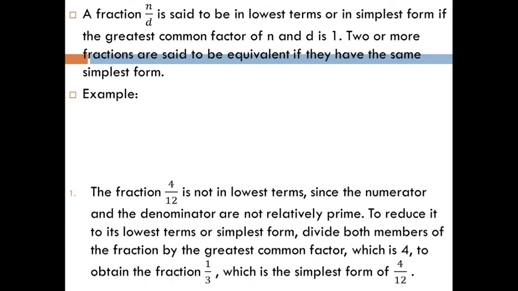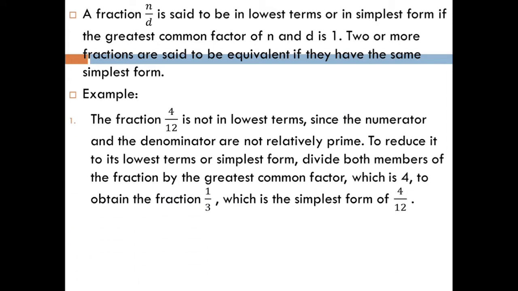Example number 1, the fraction 4 over 12 is not in lowest terms, since the numerator and the denominator are not relatively prime. To reduce it to its lowest terms or simplest form, divide both members of the fraction by the greatest common factor, or the GCF, which is 4, to obtain the fraction. 4 divided by 4, we have 1. 12 divided by 4, we have 3, which is the simplest form of 4 over 12.